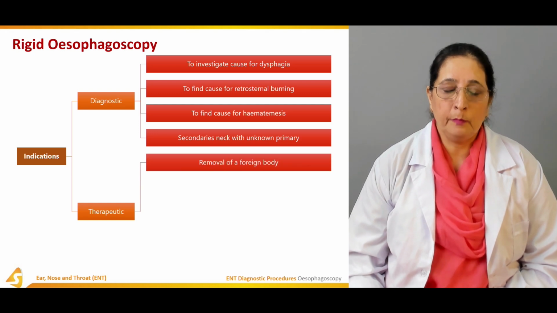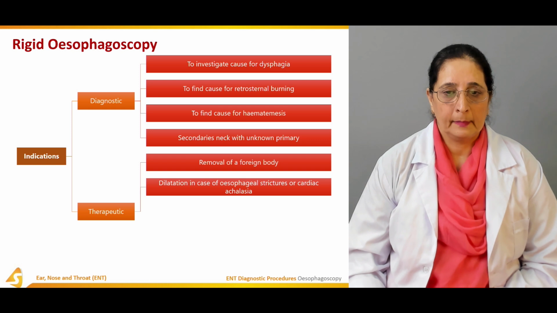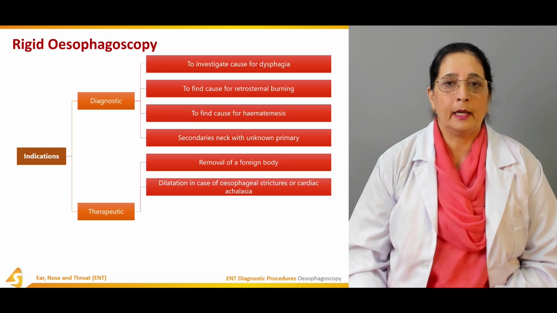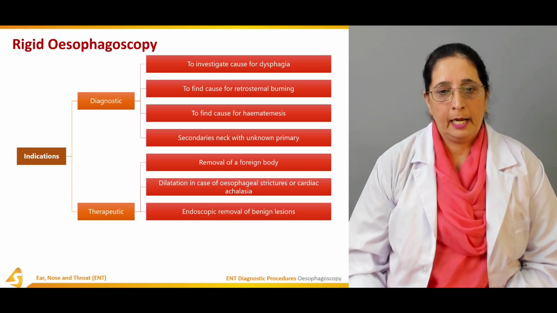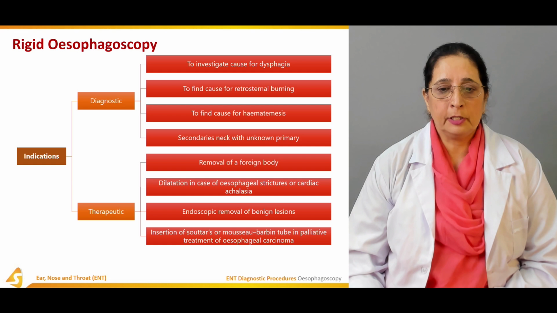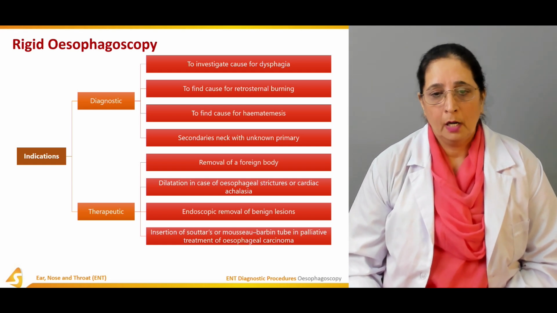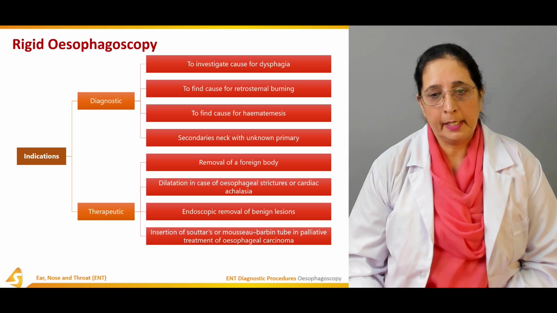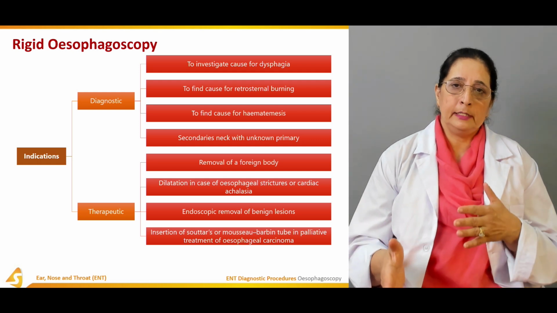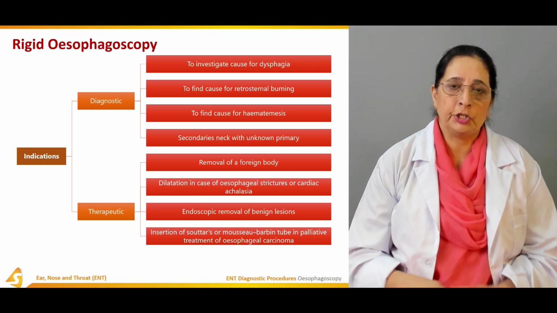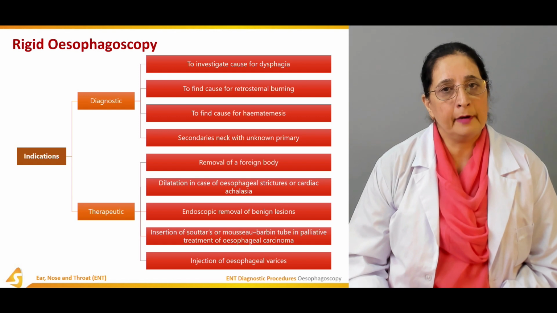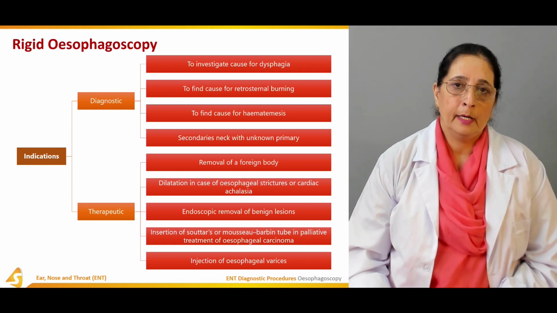Therapeutic indications: removal of foreign body if present, dilatation in case of esophageal stricture or cardiac achalasia, endoscopic removal of benign lesions, and insertion of sutures or Mosse-Barbin tube in palliative treatment of esophageal carcinoma. So all these are the therapeutic and diagnostic indications of esophagoscopy. Injection of esophageal varices, if present, can also be managed.